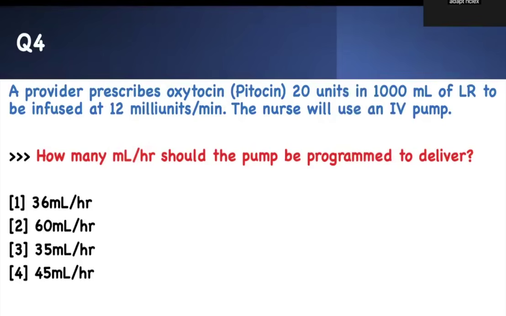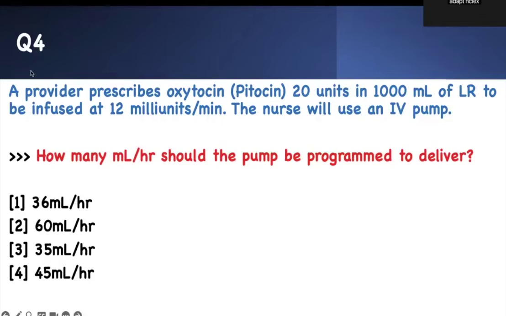The next question, this is the hardest of all, but don't worry. If you are in nursing school watching this, I want you to take a note. If you're preparing for the NCLEX, also take a note. Those calculations are strategy. There's a strategy to tackle it. How many ml per hour should the pump be programmed to deliver? The provider prescribed Pitocin 20 units in 1,000 ml to be infused at 12 milliunits per minute. The nurse will use the pump at which rate? Don't worry, I got you.